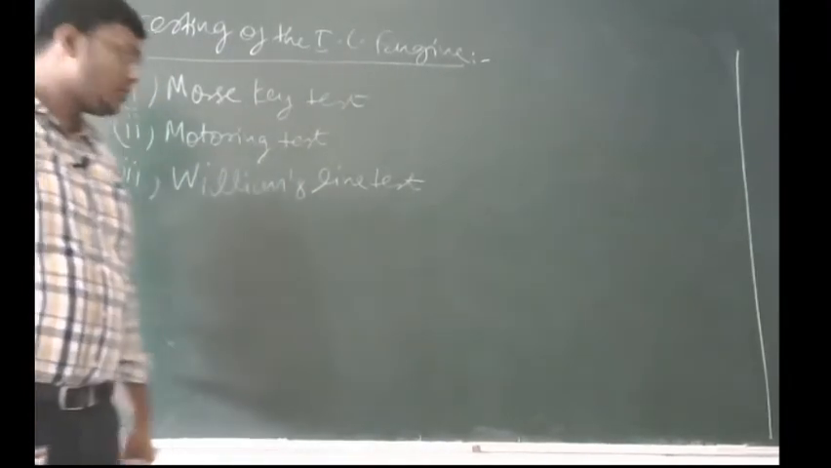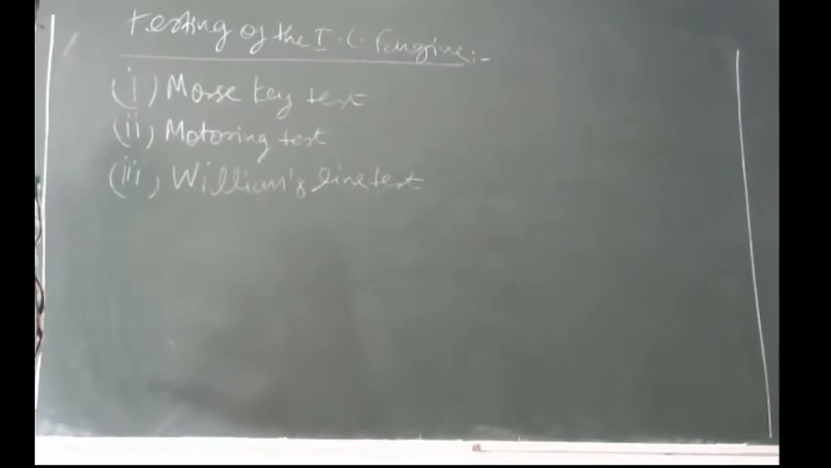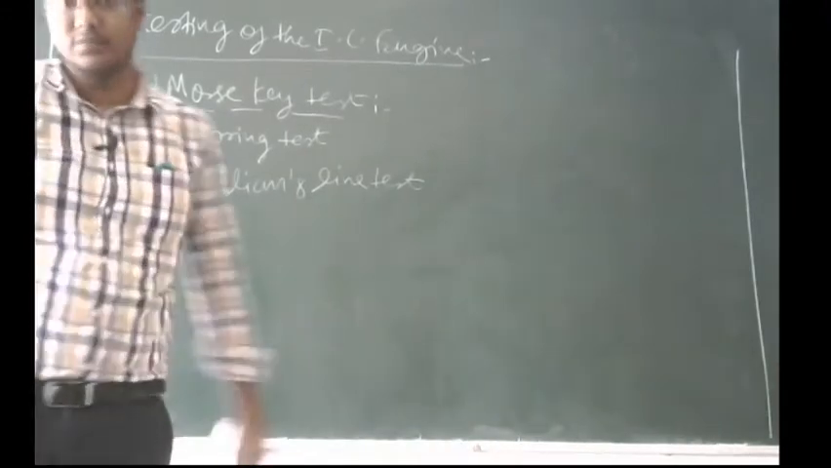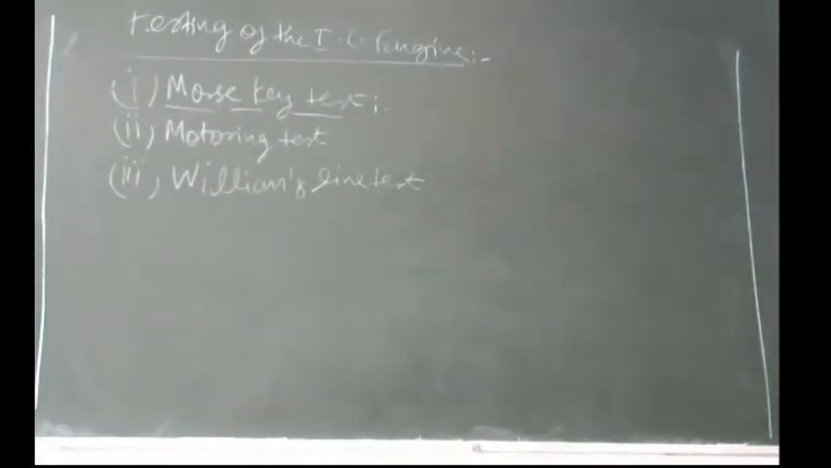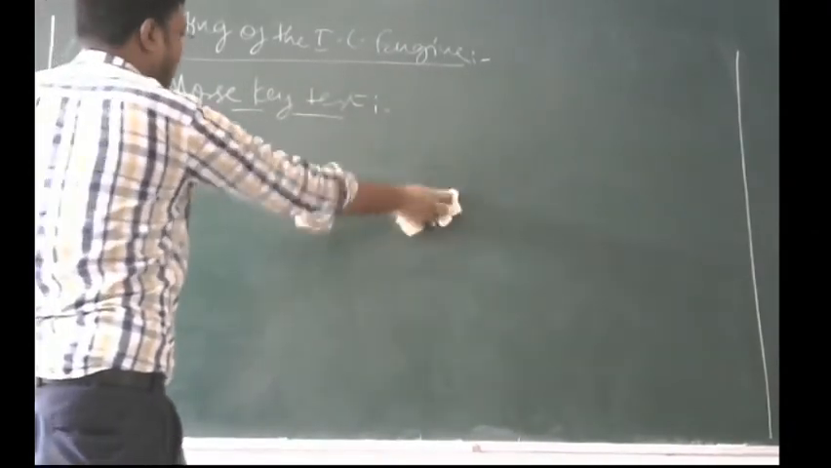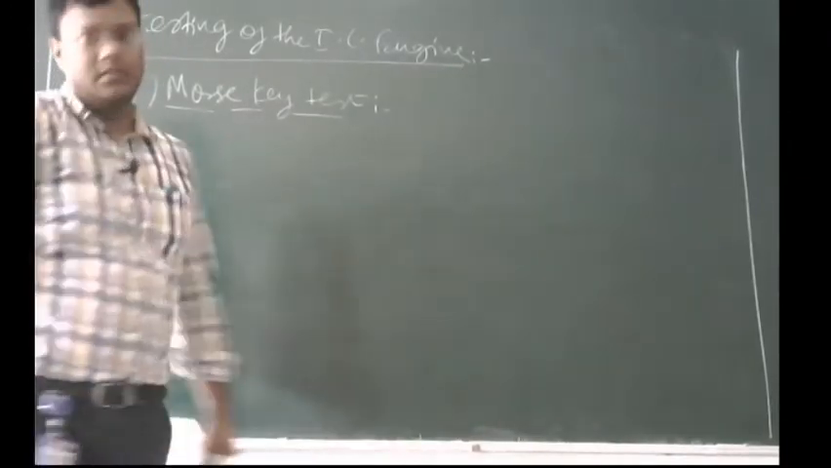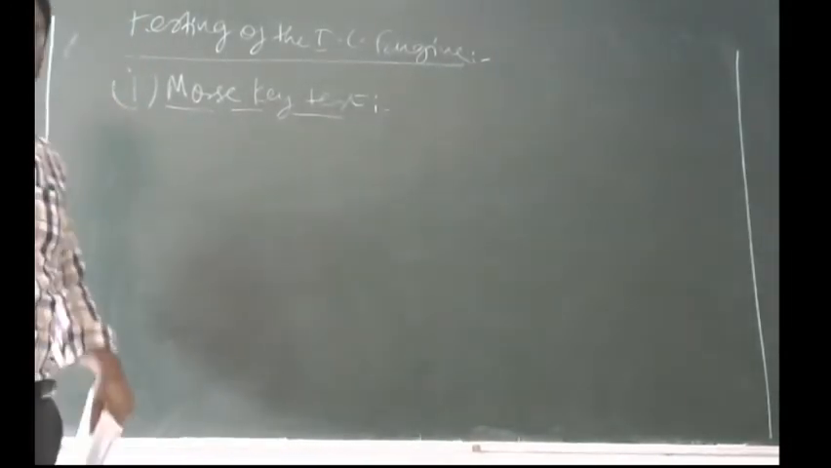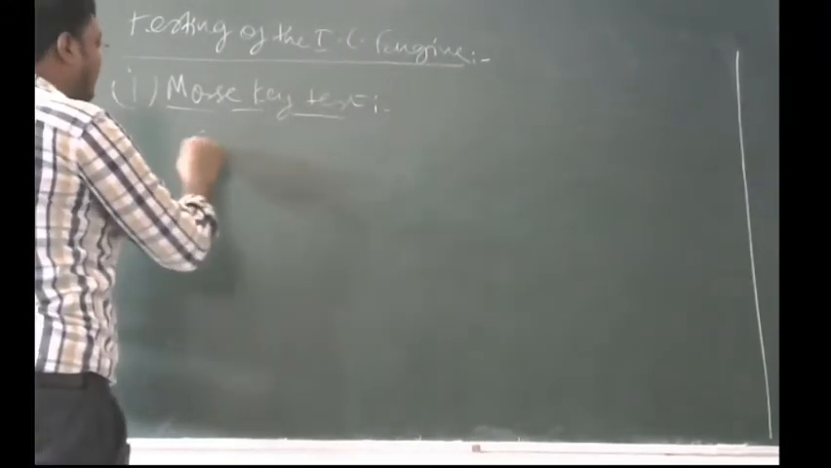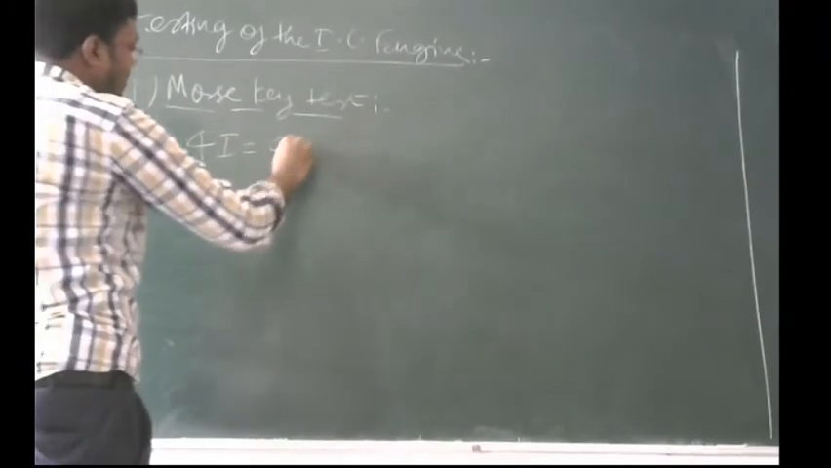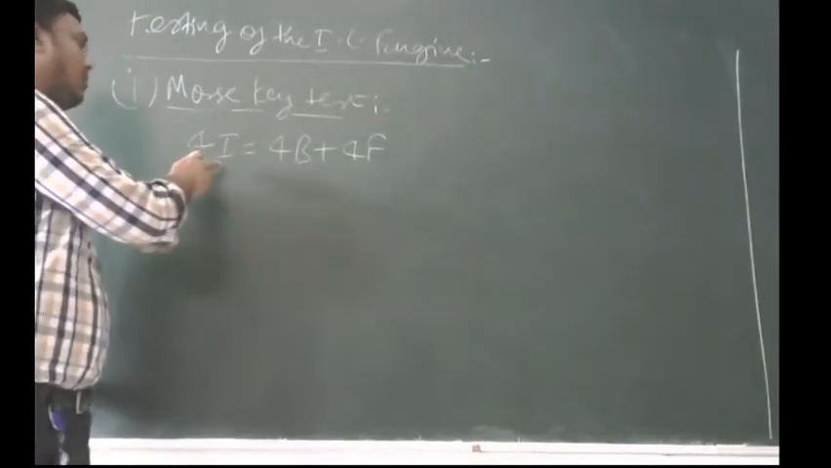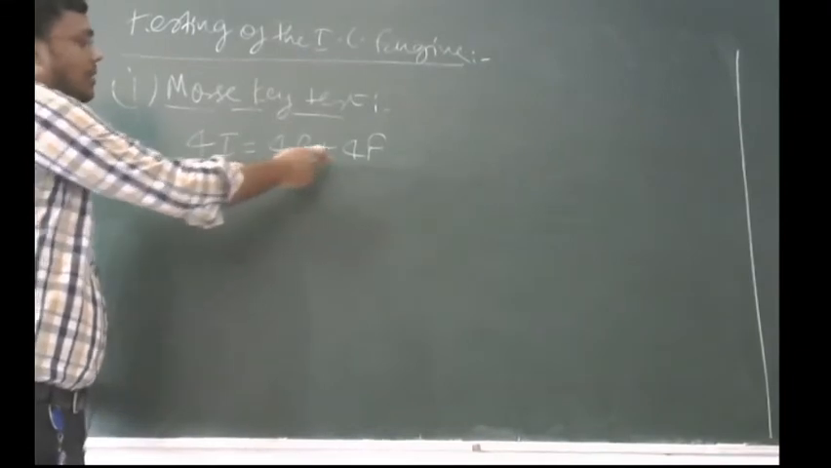We also discussed the Morse key test yesterday in the previous class, and we discussed some formulas for it. For a multi-cylinder engine with 4 cylinders, we can write that the total indicated power 4I can be written as 4B plus 4F. 4I is the total indicated power by all 4 cylinders, equal to 4B plus frictional power.